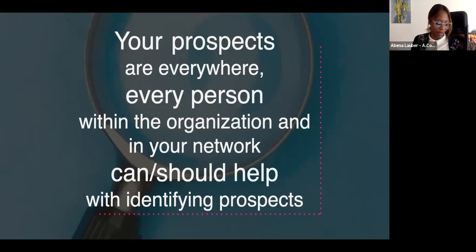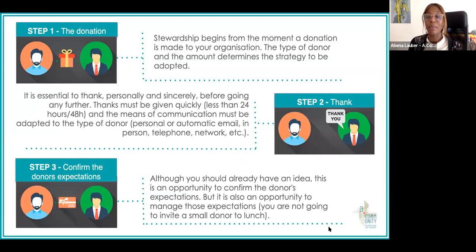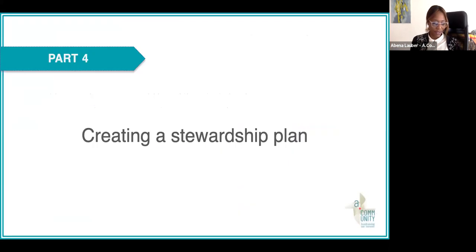Networks, yeah, that's it. So we're a bit running late on time, so we're going to have to speed through, but you'll have these slides as well. So your prospects are everywhere. Every person in your organization and your network can and should help to identify. So if you have a board, if you're creating committees, they should help. It's, you know, one man cannot find billions just for one organization. And perhaps you can help yourselves.